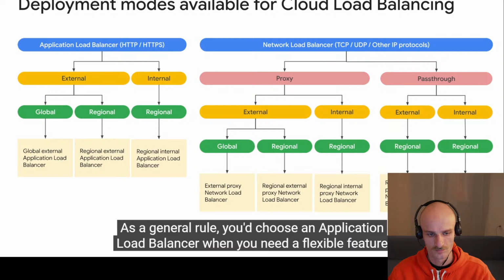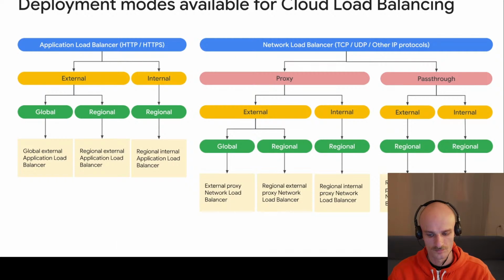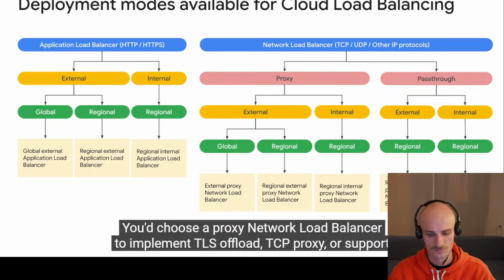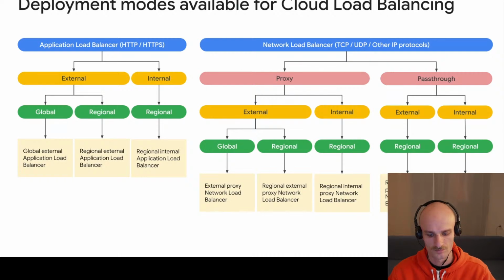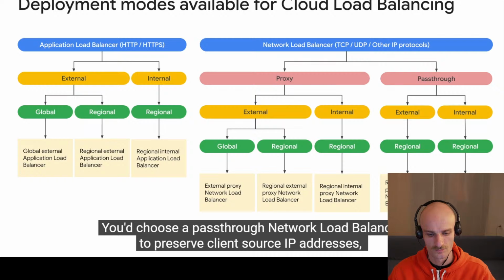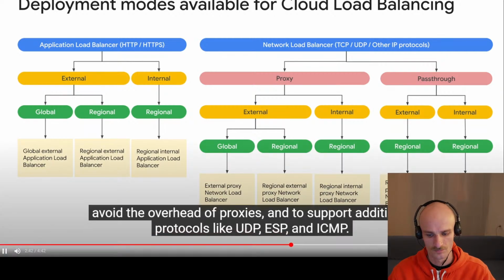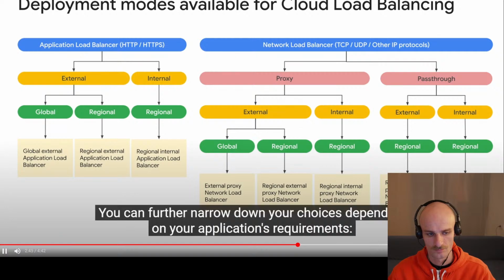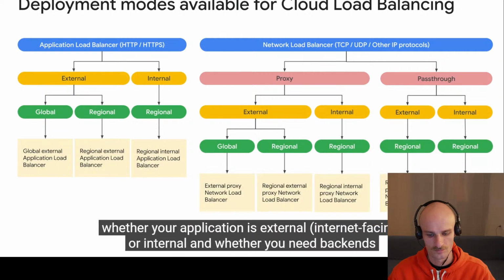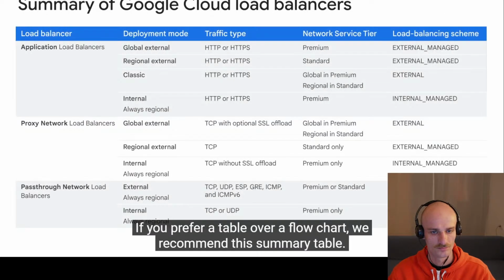To determine which Cloud Load Balancing product to use, you must first determine what traffic type your load balancers must handle. As a general rule, you'll choose an application load balancer when you need a flexible feature set for your applications with HTTPS traffic. You'd choose a proxy network load balancer to implement TLS offload, TCP proxy, or support for external load balancing to backends in multiple regions. You choose a pass-through network load balancer to preserve client source IP addresses, avoid the overhead of proxies, and to support additional protocols like UDP, ESP, and ICMP. You can further narrow down your choices depending on your application's requirements, whether your application is external, internet-facing, or internal, and whether you need backends deployed globally or regionally. If you prefer a table over a flowchart, we recommend this summary table.